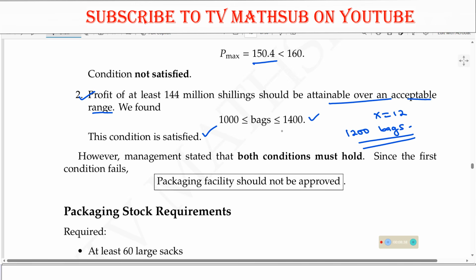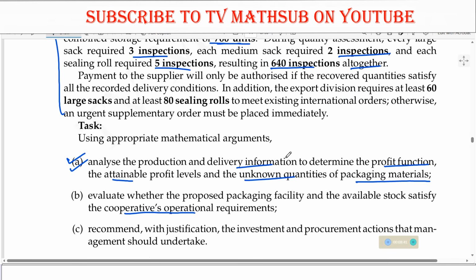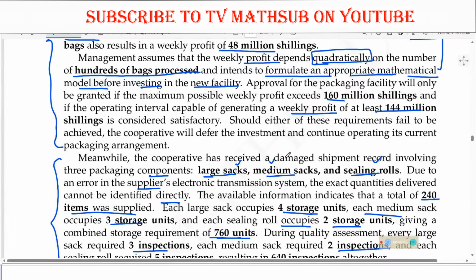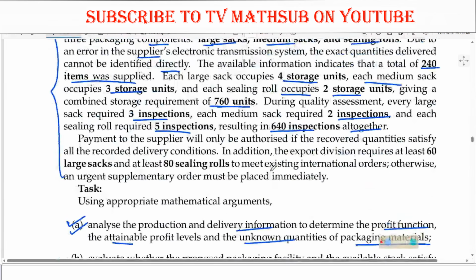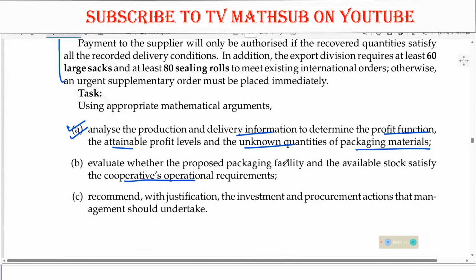However, we are given the condition that both conditions must hold. We were told that should either of these requirements fail to be achieved, the cooperative will defer the investment and continue operating its packaging arrangement. Should either of these requirements fail, we can see that one of the requirements is already not satisfied. So it means the management stated that both conditions must hold, but since the first one fails, the packaging facility should not be approved. So that would be about the packaging facility.